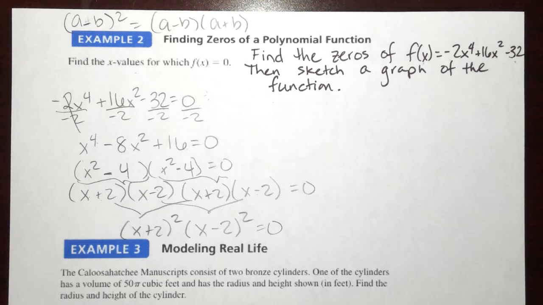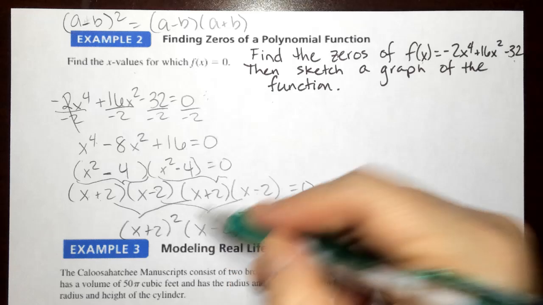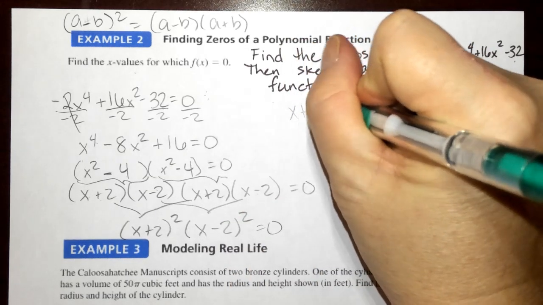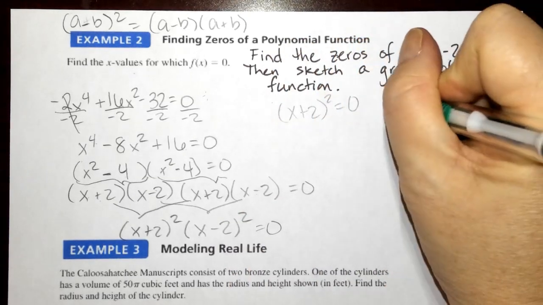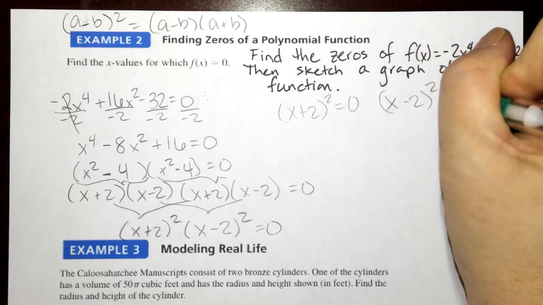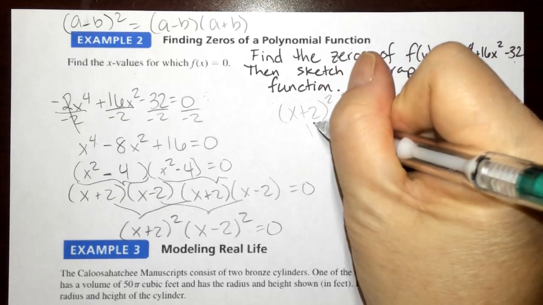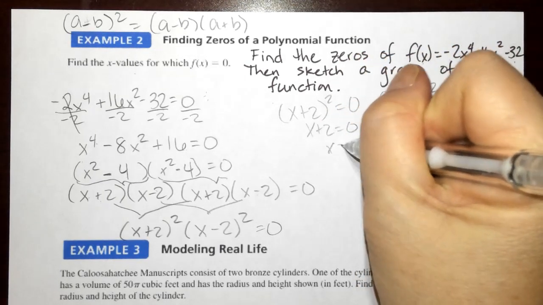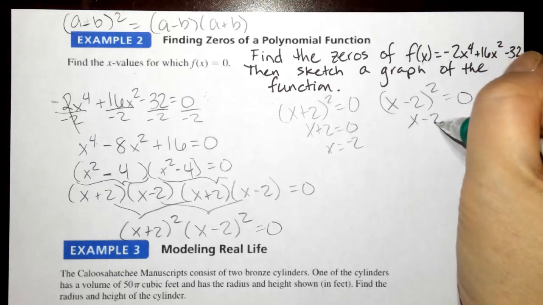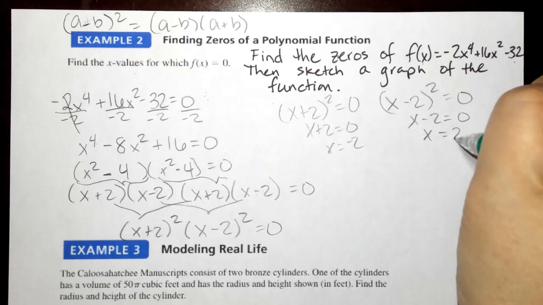So then if we solve, we're going to set our x plus 2 squared equal to 0, x minus 2 squared equals 0. So we solve this, we get x equals -2, and we get x is positive 2.